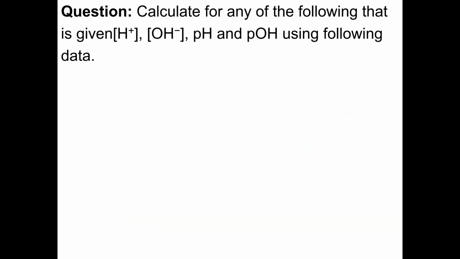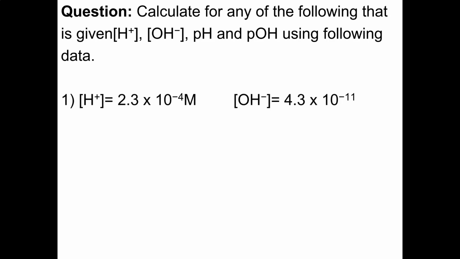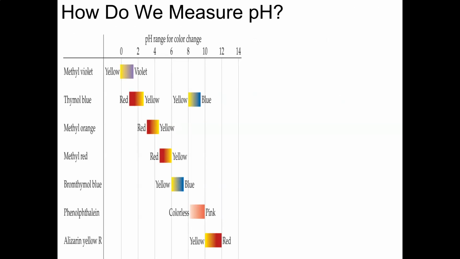All right, calculate any of the following that is not given: H plus, OH minus, pH, pOH, using the following data. So here's my H3O, here's my OH minus. To get my pH, just take the negative log of that, which is 3.64. For pOH, it's just going to be the negative log of 4.3 times 10 to the negative 11, which is about 10.36. And that's all I'm going to say about that.